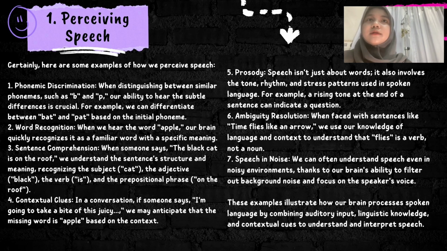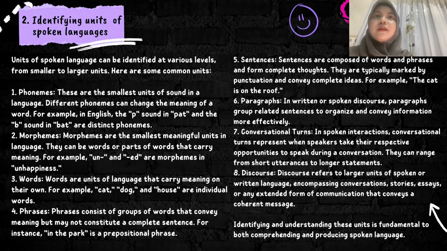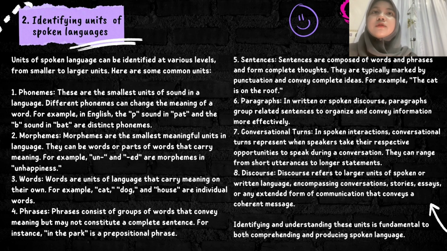and interpret speech. Units of spoken language can be identified at various levels from smaller to larger. Here are some common units. 1. Phonemes. These are the smallest units of sound in a language. Different phonemes can change the meaning of a word. For example, in English, the P sound in pet and the B sound in bet are distinct phonemes.